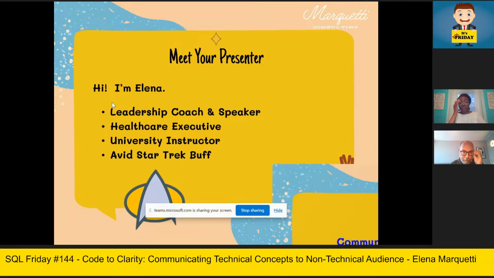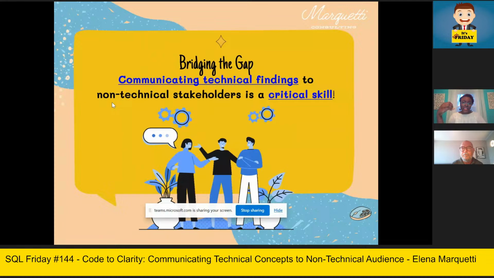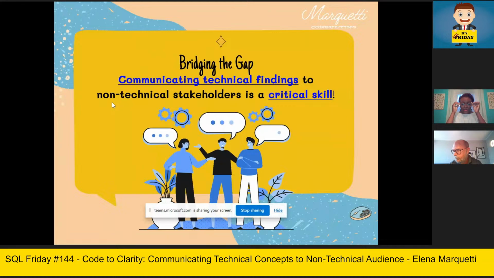So what we're talking about today is our ability to bridge the gap in communicating technical findings to our non-technical stakeholders. This is absolutely a critical skill where we will be bridging the gap between our complex data insights with the actionable business decisions.